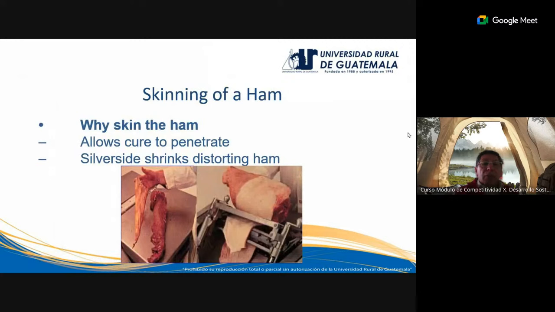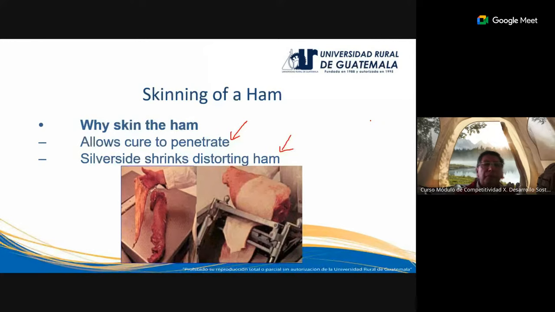Now we're going to continue checking some aspects on how to preserve and how to apply these methods in order to preserve the meat. So, why skin the ham? The ham is skinned because it allows cure to penetrate. So this way, the ingredients will be able to penetrate through the meat and cells. And also silver side shrinks distorting ham. So this is why we need to skin the meat, not only a ham, but also like bacon or other types of meat.